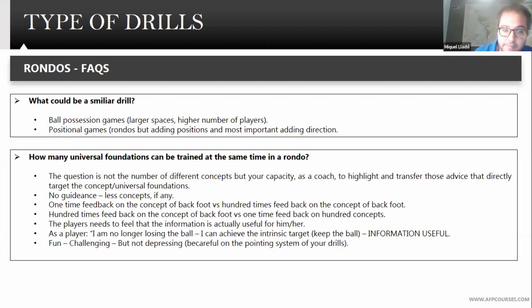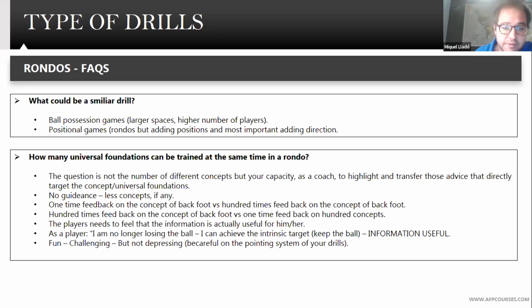But also here it's tricky, because we can say 100 times feedback on the concept of back foot, or one-time feedback on 100 concepts. I can say one-time feedback on body profile, one-time feedback on attack the ball, one-time feedback on never stop the ball, one-time feedback on visual fake, but this probably is not going to work. So basically you can include as many universal foundations as you want, as long as you keep your capacity to deliver. And your capacity to deliver is not your own understanding, but what eventually the player receives as information.